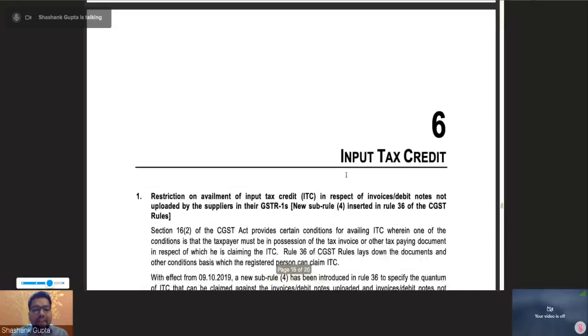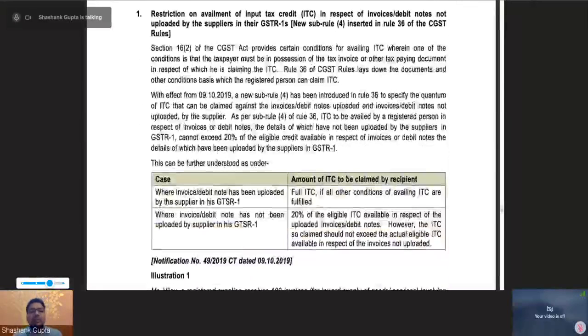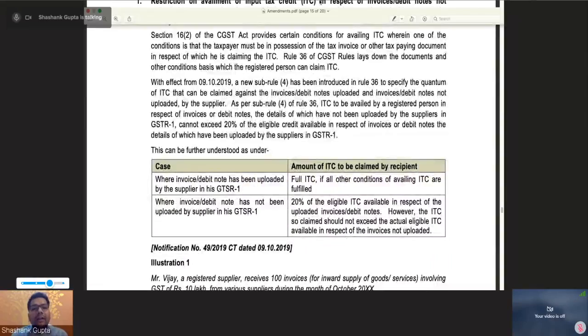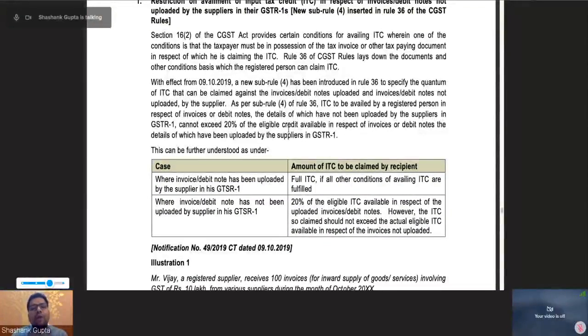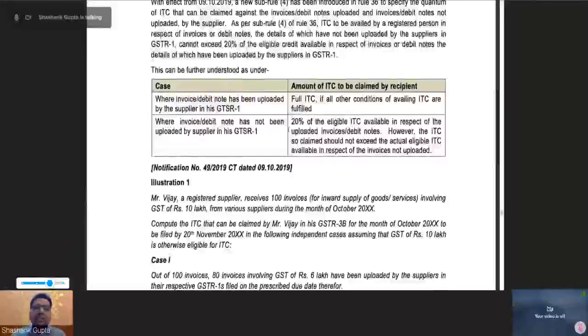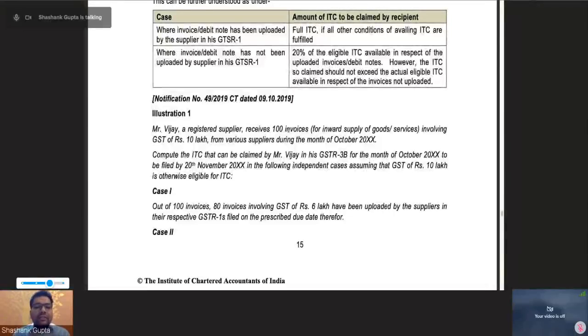For Chapter 6, there is a 20% restriction. So basically, the total credit which can be availed should not be more than 120% of the credit appearing in your GSTR 2A. This we had already discussed. Now let us do an illustration. Let us try and understand with the help of an illustration.